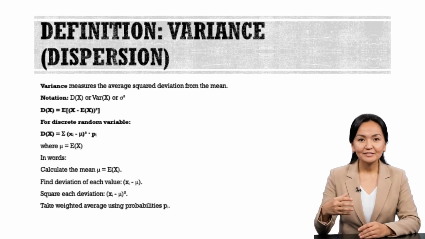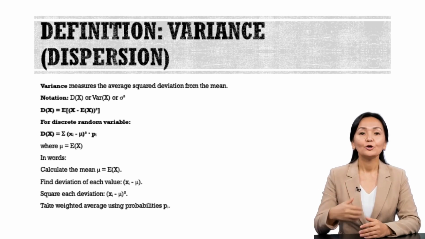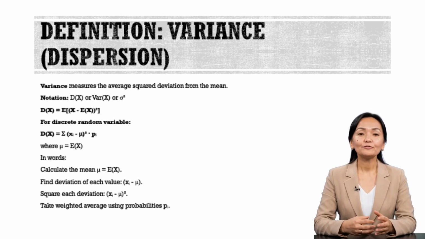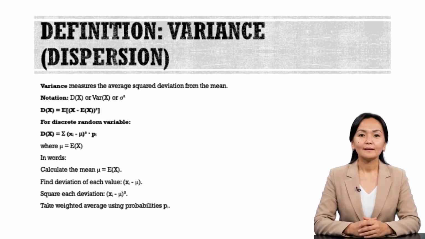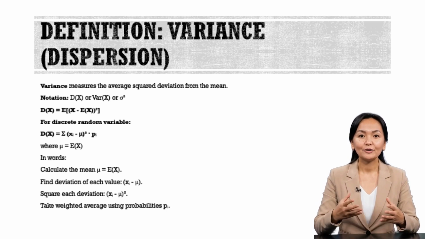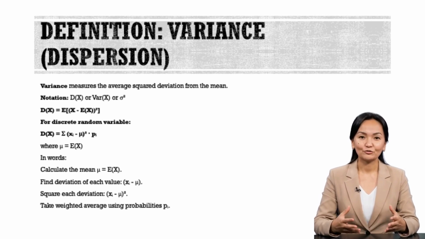Now let's formally define variance. Variance, also called dispersion, is a measure of the average squared deviation of the values from their mean. It's denoted in several ways. You might see D of X, Var of X, or the Greek letter sigma squared. The formal definition is variance equals the expected value of the square of the difference between X and its mean.